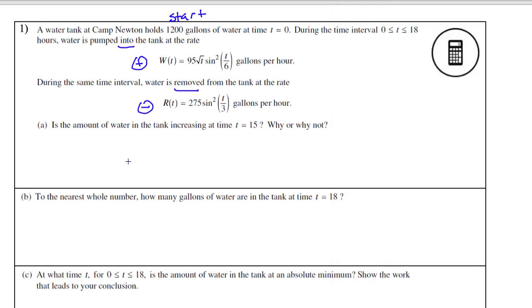Why am I doing that? I'm looking at the amount. And if I'm ever asking if this one thing is increasing or decreasing, I'm taking the derivative of the amount and figuring out if that derivative is positive or negative. The derivative of an amount is just a rate, and these are rates that are being given to us. So I'm really plugging 15 into these rates. Technically what I'm doing is W of 15 minus capital R of 15. Is this a positive or a negative number?